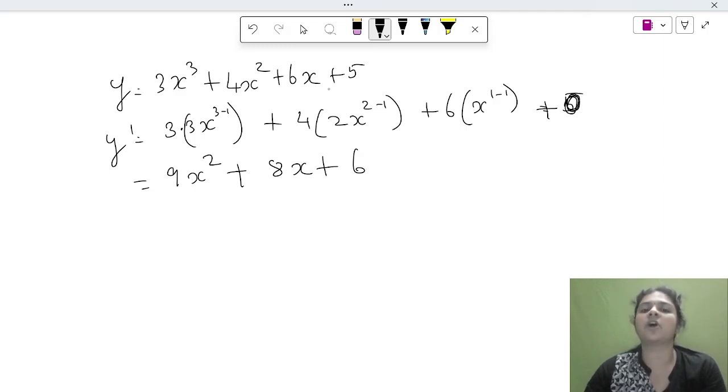Plus differentiation of a constant is 0, so that constant will not appear. Therefore, this is called the first order differentiation. This is nothing but your dy by dx, which is represented as y1, y dash.